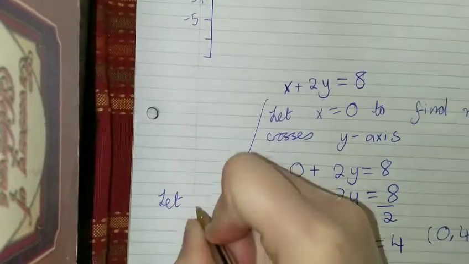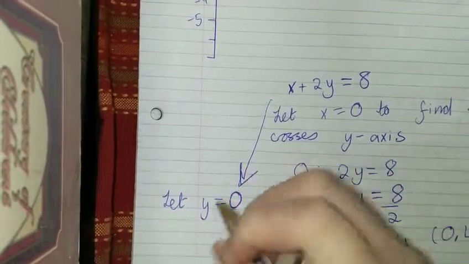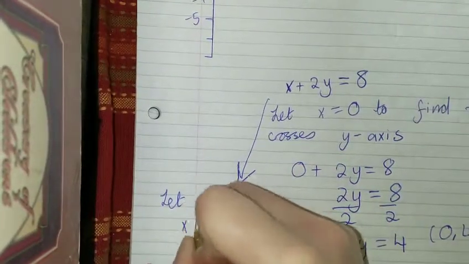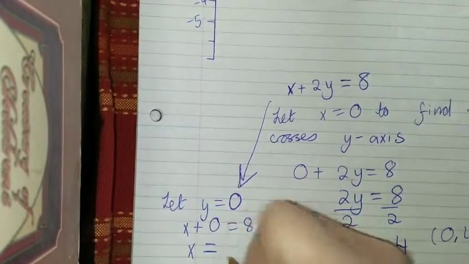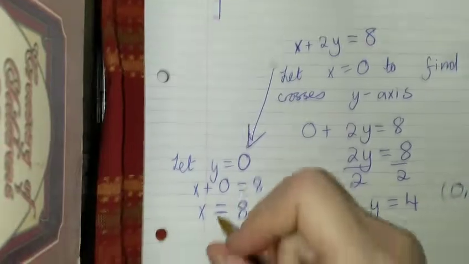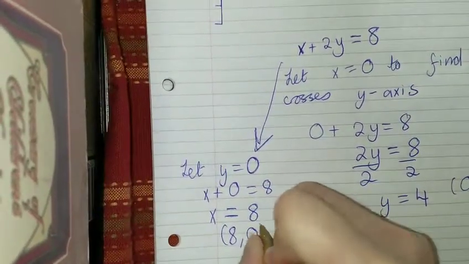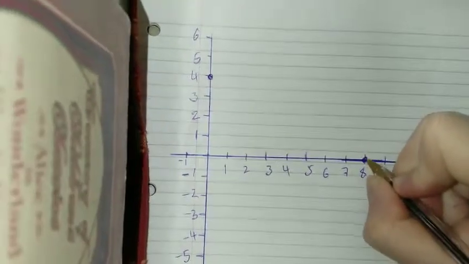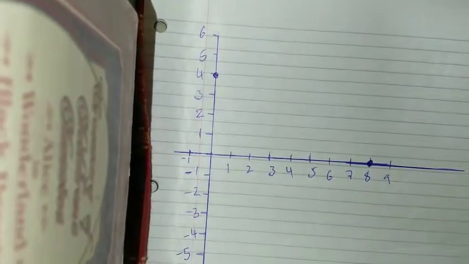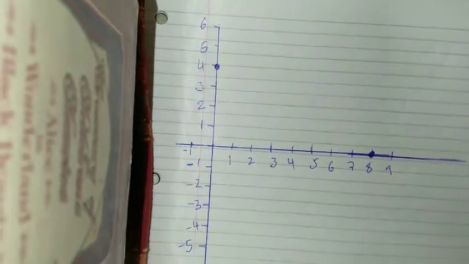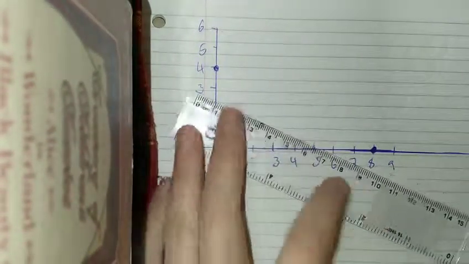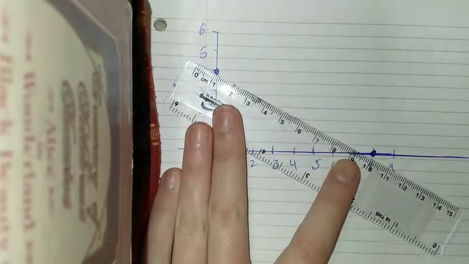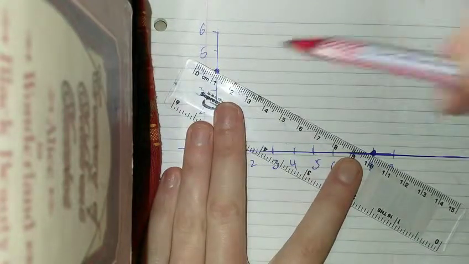So let y equal 0. So x plus 0 is equal to 8, so x is equal to 8. So my point here is going to be (8, 0) because I had let y equal to 0. So it's going to be this point here. And because it's a straight line, I have now got 2 points on my line, so I just need to join them together, and that will be my line.